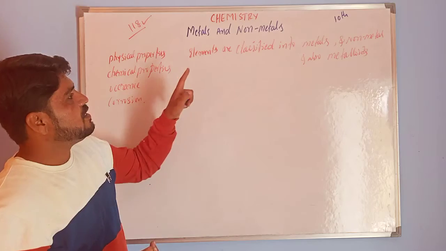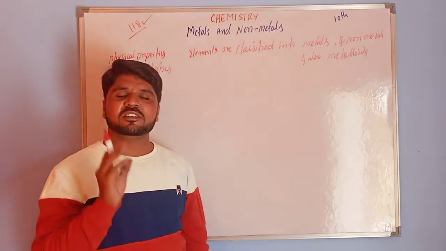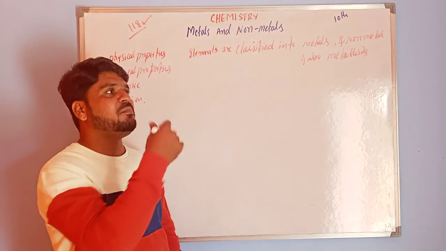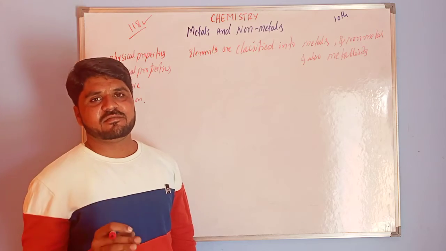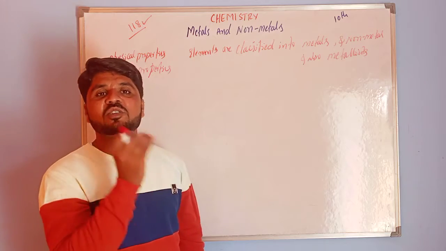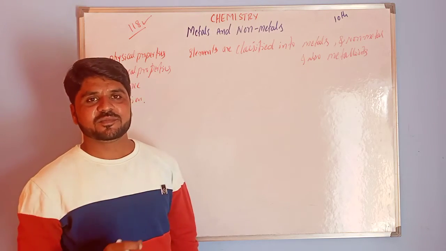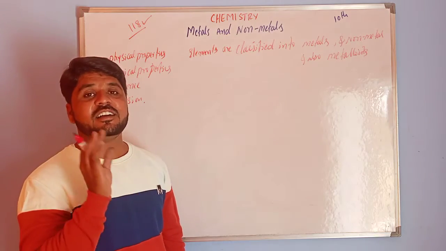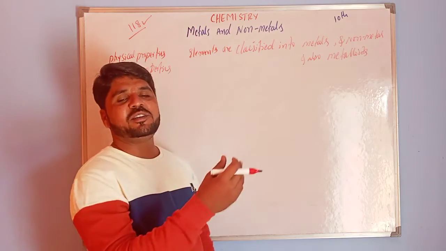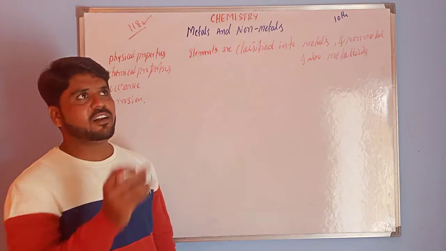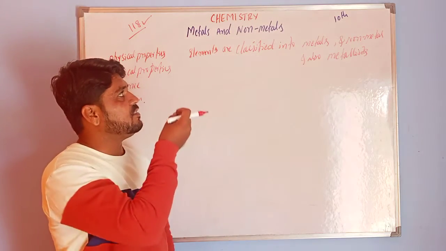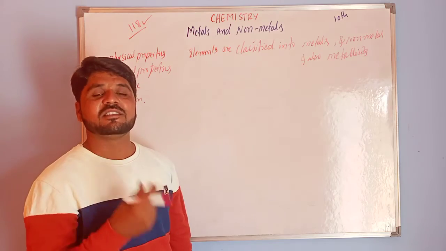Next, they are malleable. This is very important. What is malleable? These metals can be made into sheets. This is a special property of metals. Next, they are ductile. Ductile means the metals can be made into wires, like electrical wires. Inside an electrical wire, you can observe wires of metals like copper and steel.